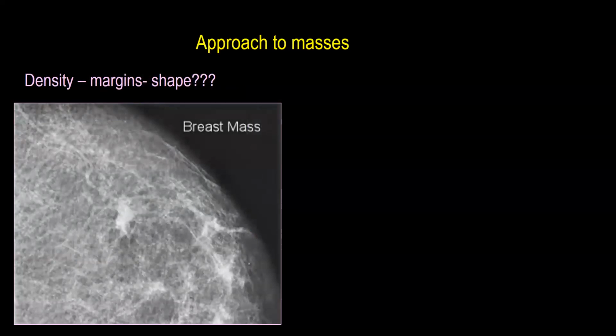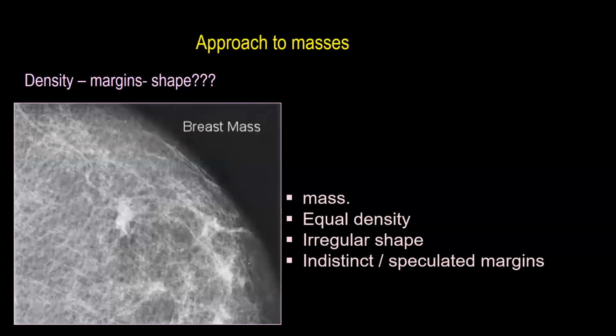Okay, what about the density, margin, and shape? High density, speculated, irregular shape. Excellent. Irregular shape, yes, it is. But the density, it is equal density. It's not a high density, because this is part of the parenchyma. This is equal amount of the parenchyma. It looks more or less the same as this part of the parenchyma. It is equal density, but it is irregular, indistinct, and speculated.